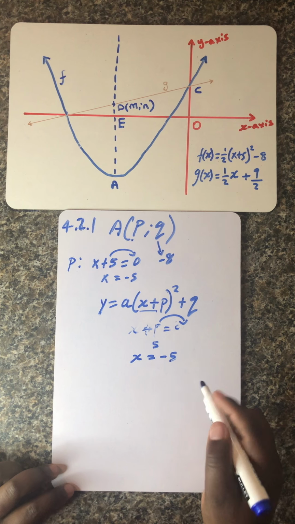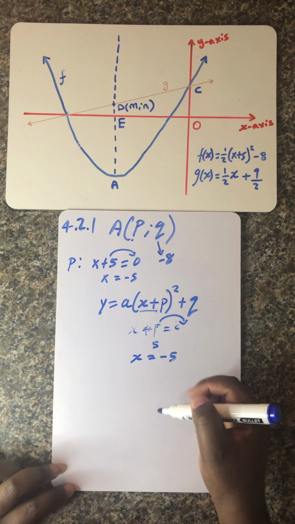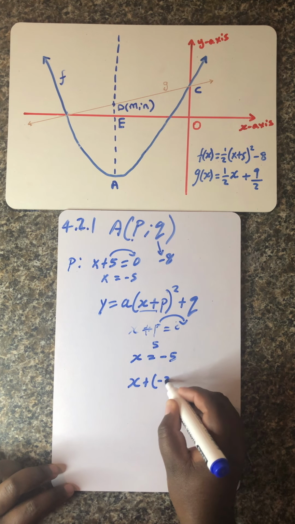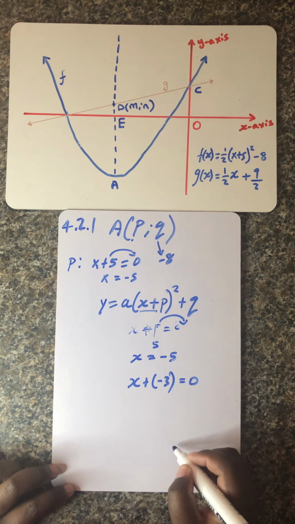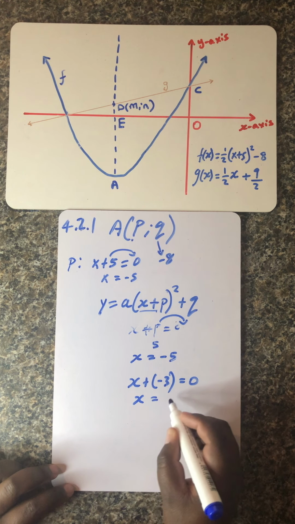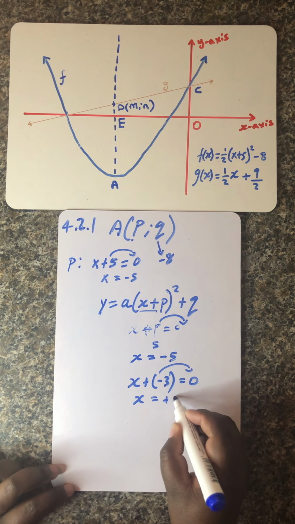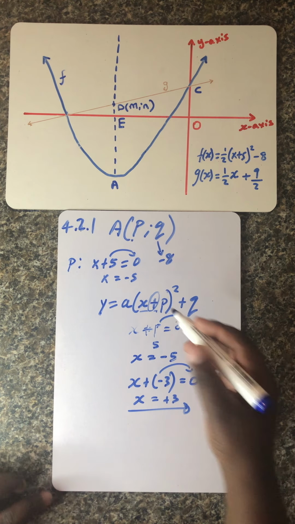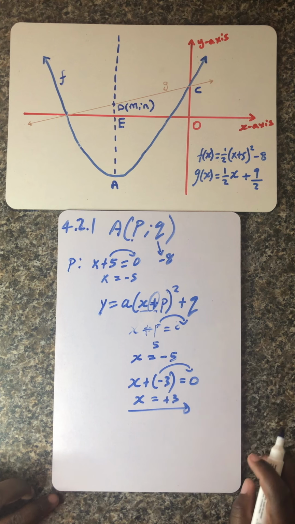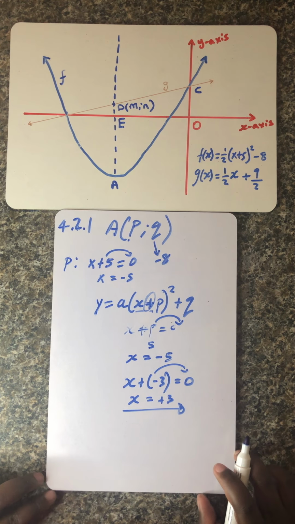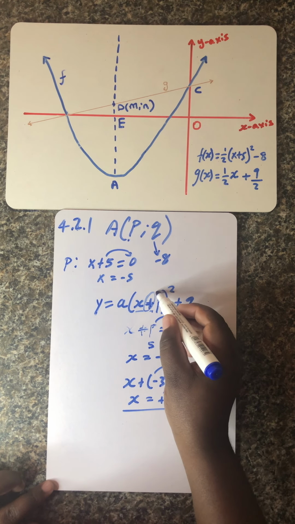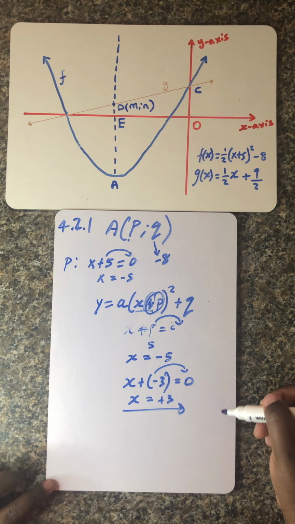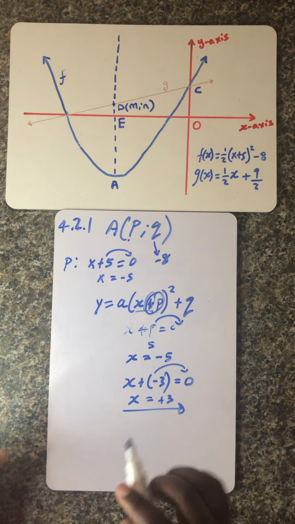What if our p was a negative value? Let's say it was x plus negative 3. Then you equate it to 0, so x is equal to positive 3, because you move it to the other side and it becomes positive. That's why I'm saying it doesn't really matter in terms of that sign, but let's leave it as positive to help you understand. In short, whatever number you are given there, just write it in the opposite sign. Then that's your x value of the turning point.